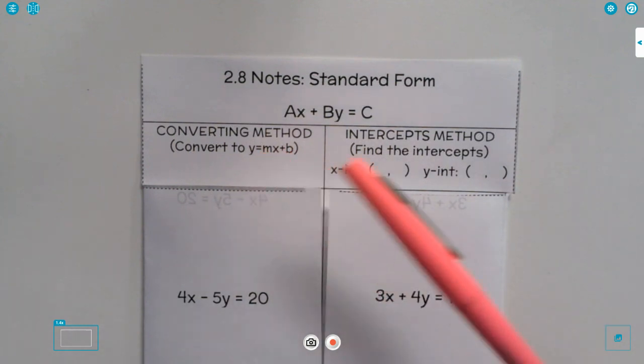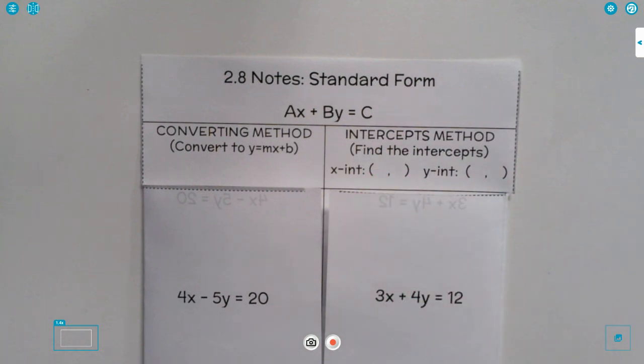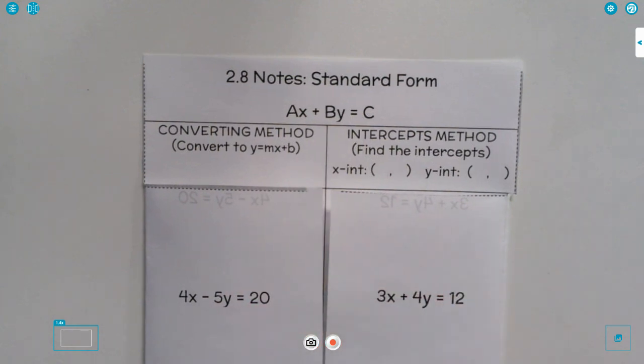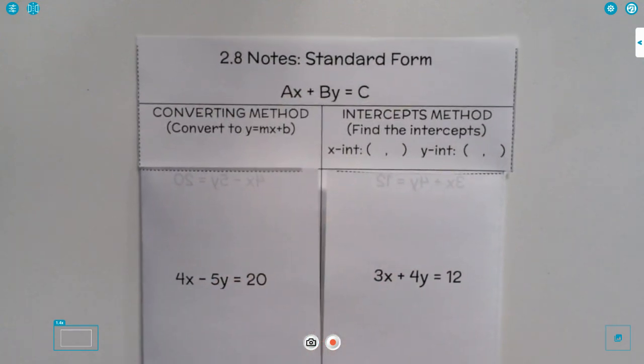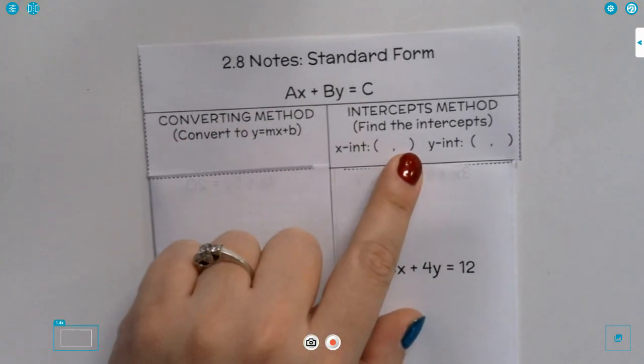We are going to use two methods to graph these. We are going to teach you guys both methods. On your assignment, it asks you to use intercepts for the first two, converting for the next two, and then it tells you you can use whatever method you want. So the two methods that we are using are the converting method and the intercepts method.